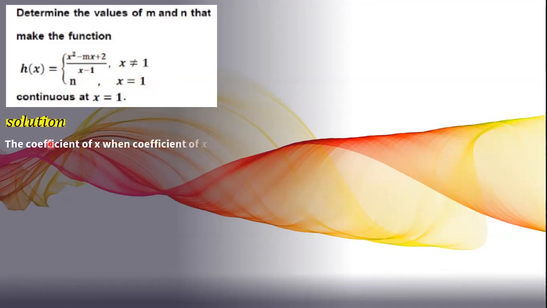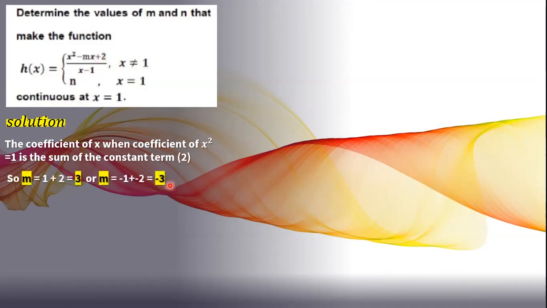So we have to get the limit of this piece. Okay, the coefficient of x squared equals 1, and the coefficient of x is the sum of the factors of the constant term. The factors of the constant term are positive 1 or positive 2, or negative 1 or negative 2. Positive 1 plus positive 2 equals 3, or negative 1 plus negative 2 equals negative 3. We will try both of them. Now we'll try 3.